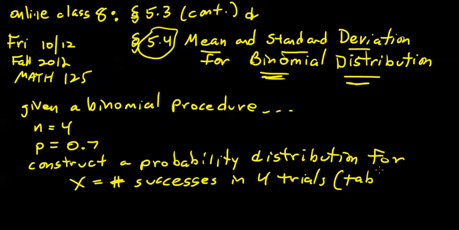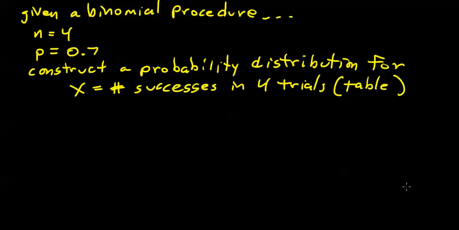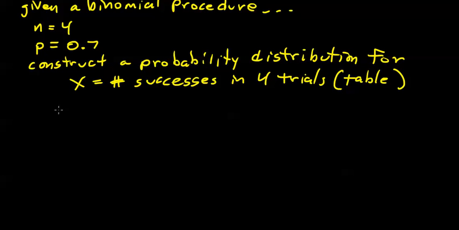And we're going to use a table to summarize this probability distribution. All you really need to do here is make a table, list all the possible values of x. Now, if you're talking about 4 trials, x can be one of 5 values: 0, 1, 2, 3, 4.